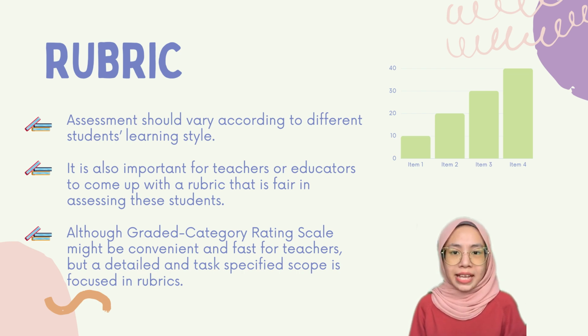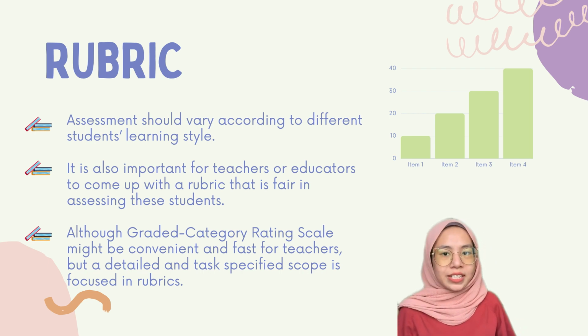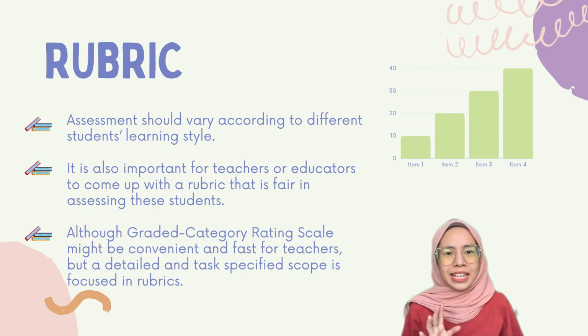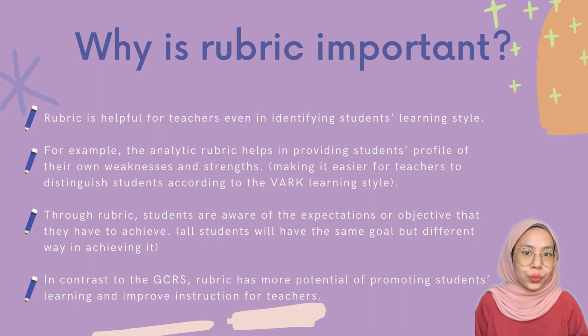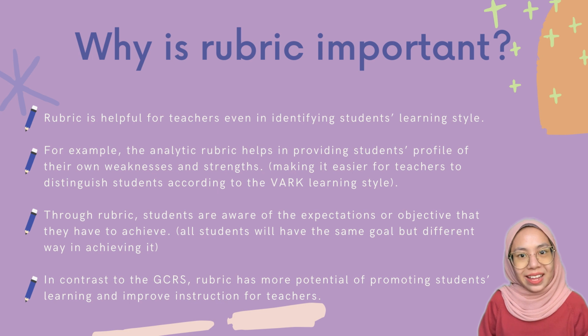When we talk about assessment, there must be some kind of grading tools to help teachers evaluate their students' level of understanding or achievement. Rubric is one of the grading tools apart from the graded category rating scale. Although the GCRS, graded category rating scale, is fast and convenient for teachers, a detailed and task-specific scope is focused in rubrics. So, what are the roles of rubrics in assessing students' learning style?